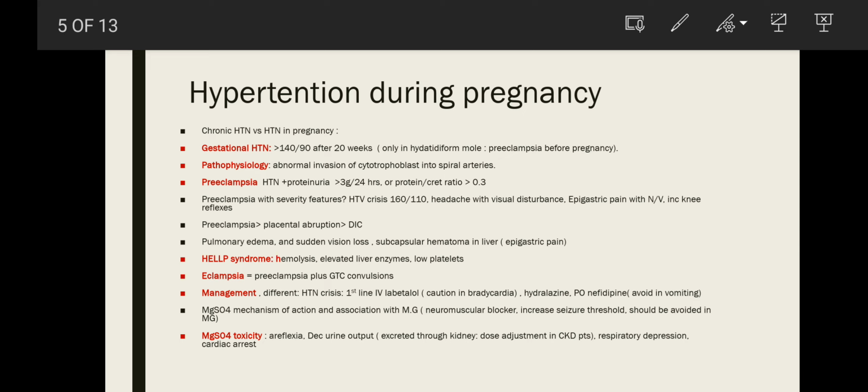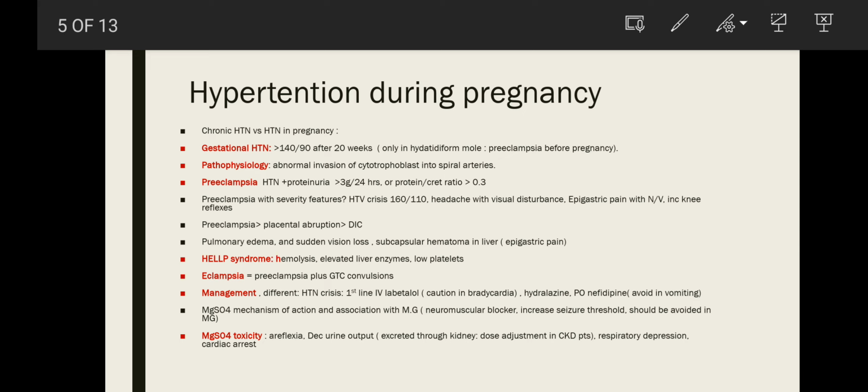For the management, we need to treat hypertension and seizures both, and we have different drugs for the treatment of each. For hypertension, we have 3 options. First line for the treatment of hypertension is IV labetalol, and labetalol, you all know, is an alpha and beta blocker. Because it has a beta blocker effect, we need to avoid it in bradycardia. In that case, we will give IV hydralazine. The other drug is oral nifedipine. It's a calcium channel blocker, and we give it orally. It should be avoided in case of vomiting.